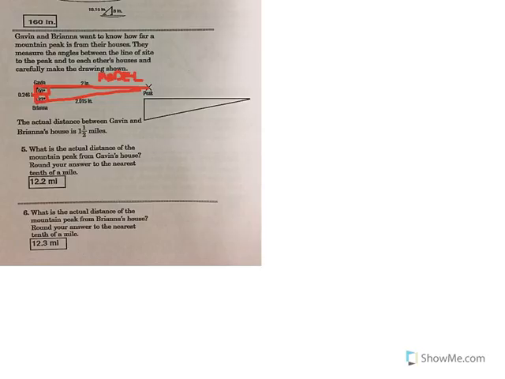Okay? And now this is going to be the actual over here because they give us the actual distance, which is 1.5 miles. So 1.5 miles is going to be the distance between the two houses, from the house here to the house here, right? And we want to find out what is the actual distance, so we're going to be in the actual figure, this figure here, of the mountain peak, remember?